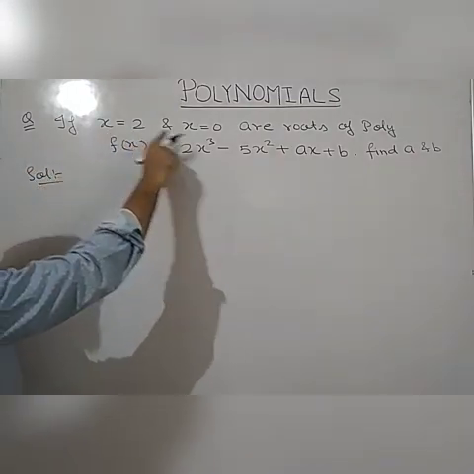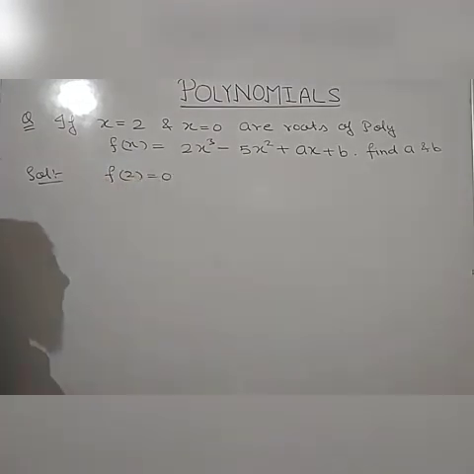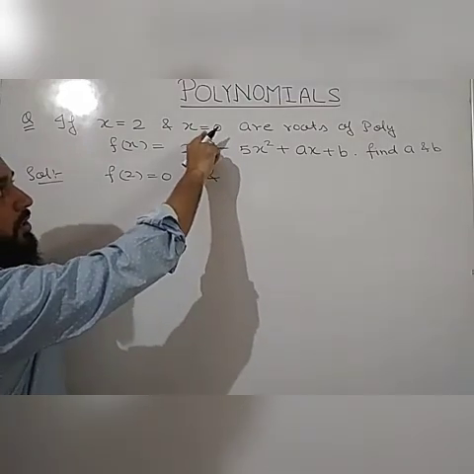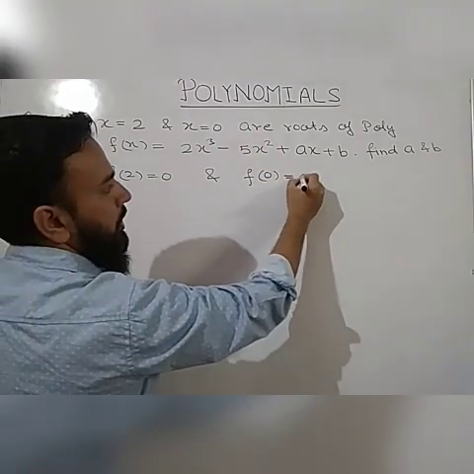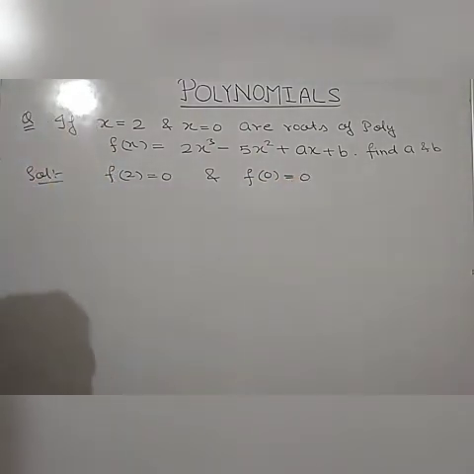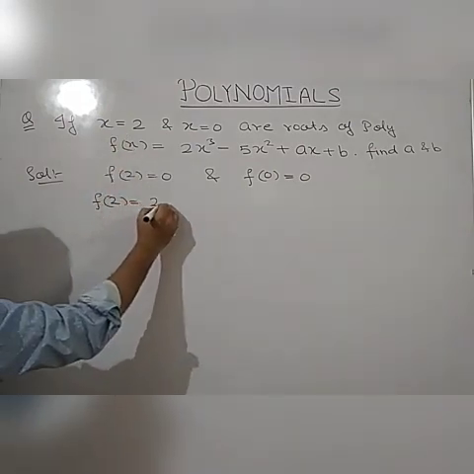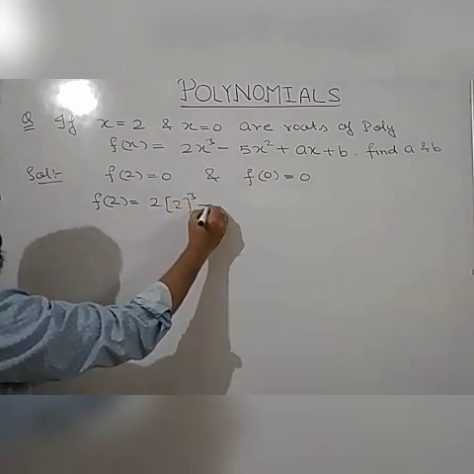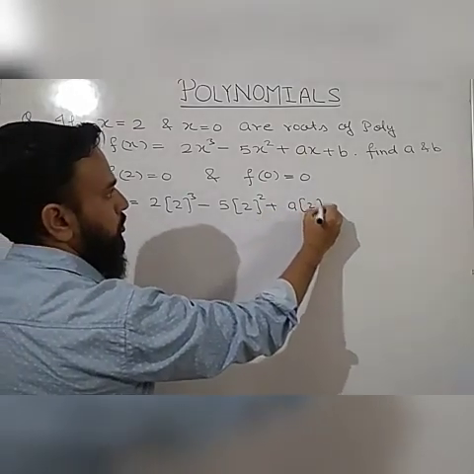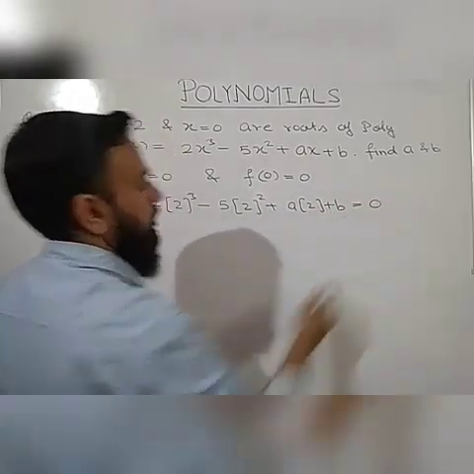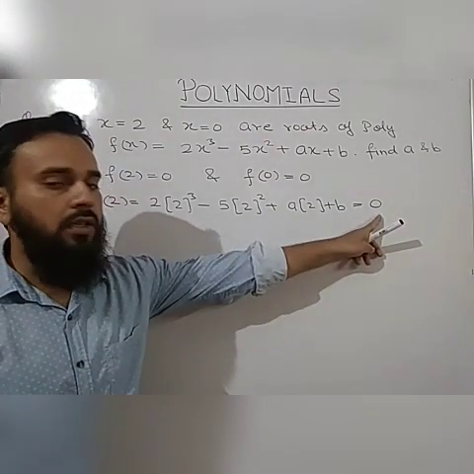Since x is equal to 2 is a root of the polynomial, f of 2 will be equal to 0, and x is equal to 0 is also a root of this polynomial, so f of 0 will also be equal to 0. First we will solve by putting x is equal to 2. We get f of 2 is equal to 2 into 2 cube minus 5 into 2 square plus a into 2 plus b is equal to 0, since 2 is a 0 of the polynomial.